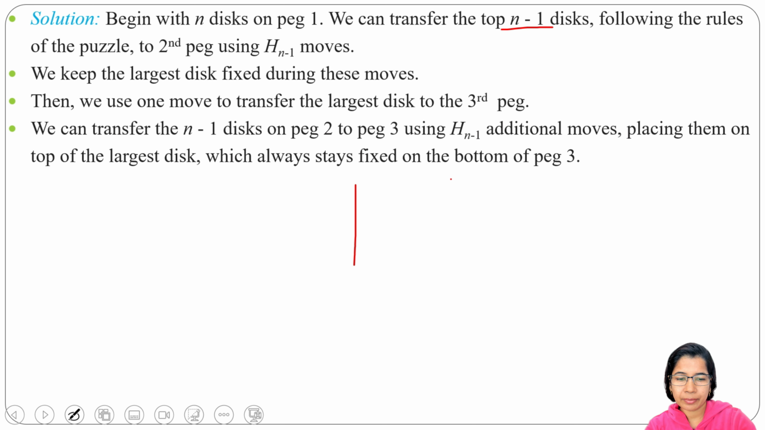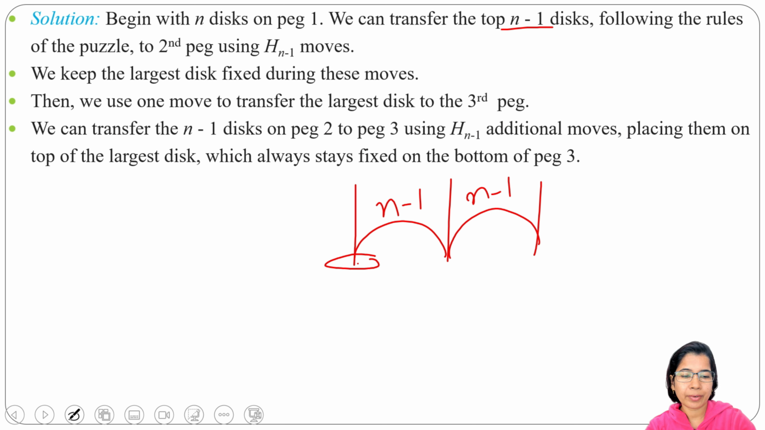Okay. So there are first, second, third. So first we'll move n minus 1 discs from first to second, and here the last disc will move from first to third, and after that we'll move the n minus 1 discs from second to third, and it will be sorted. We are doing H(n minus 1) moves from first to second, and then we are doing one move from first to third, then again we are doing H(n minus 1) moves from second to third.